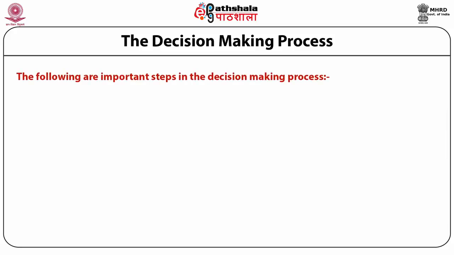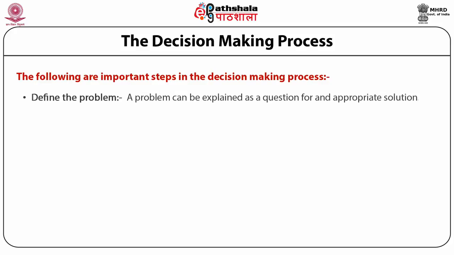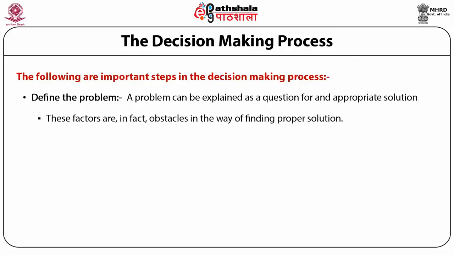The decision-making process. The following are the important steps in the decision-making process. Each step here may be supported by different tools and techniques. The very first step: define the problem. A problem can be explained as a question for an appropriate solution. The manager should consider critical or strategic factors in defining the problem. These factors are, in fact, obstacles in the way of finding proper solutions. These are also known as limiting factors.